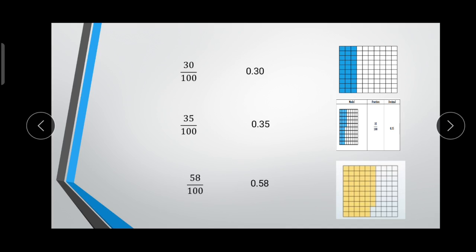Am I clear? You have to read 0.30, 0.35, 0.58. Clear, children? So I hope you understand. In such cases we can say it as hundredths. Am I clear? In the previous example we have seen only tenths. So that's what we are saying, tenths. Clear? This one is hundredths.